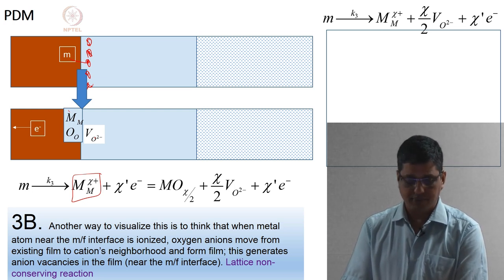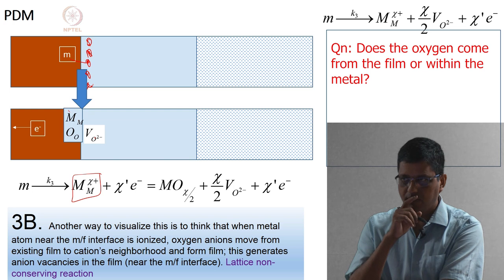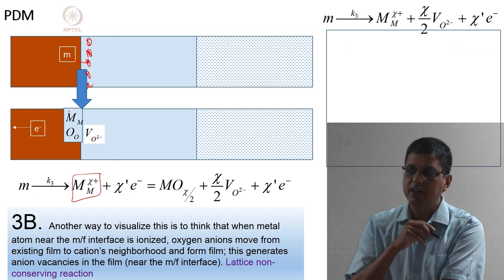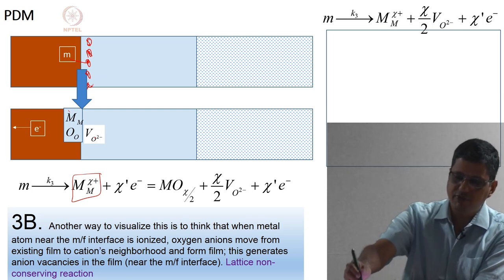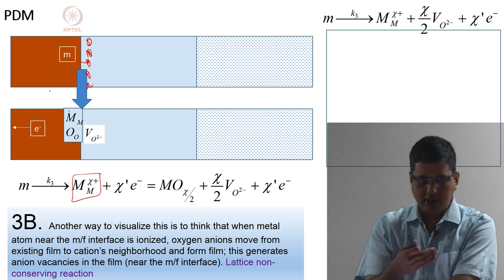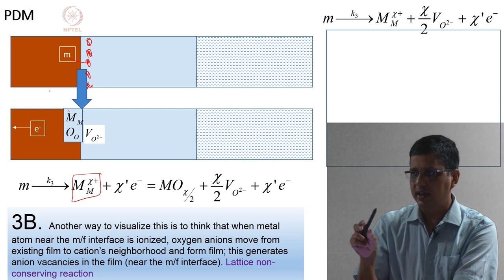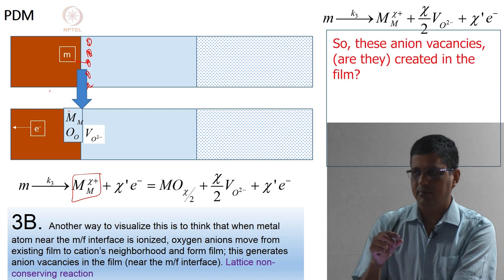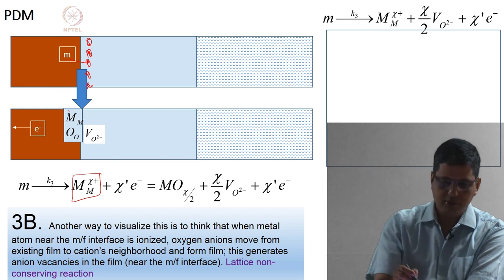So, does the oxygen come from the film or within the metal? Within the metal there is no oxygen. The oxygen has to come from the film. Oxygen actually has to come from outside through the film, but it can't just diffuse and come in. It has to come by multiple movements of oxygen anions, oxygen ions, or the corresponding vacancies. So, this anion vacancy is created in the film itself.